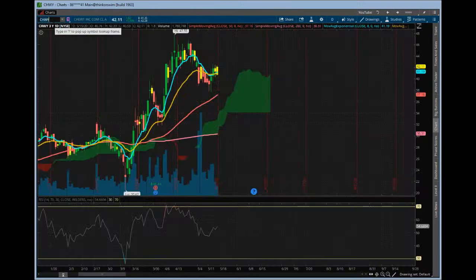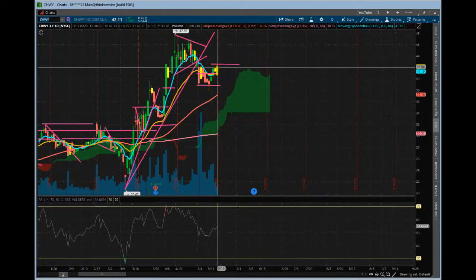Chewy, that's Buddy's favorite right there. Double inside day. Let's see if we break out of those levels and get going again. And let's see, AYX.